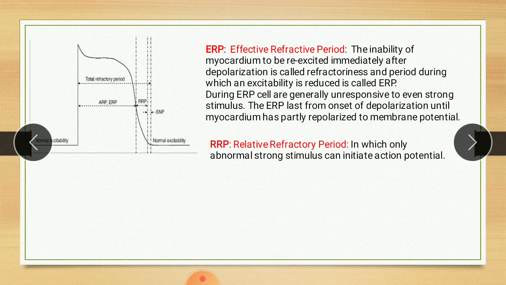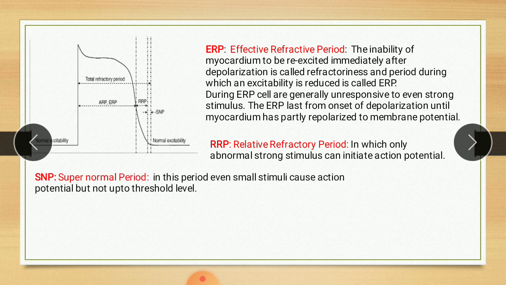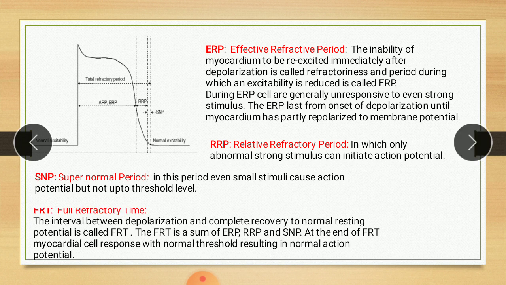Second is RRP, relative refractory period, in which only an abnormally strong stimulus can initiate an action potential. So after ERP there is an RRP. Here this one is RRP, in which only a strong stimulus can initiate an action potential. Third one is SNP, supernormal period. Here is SNP. In this period, even a small stimulus can produce an action potential, but it is not strong enough to reach the threshold level. Last one is FRT, full refractory time.